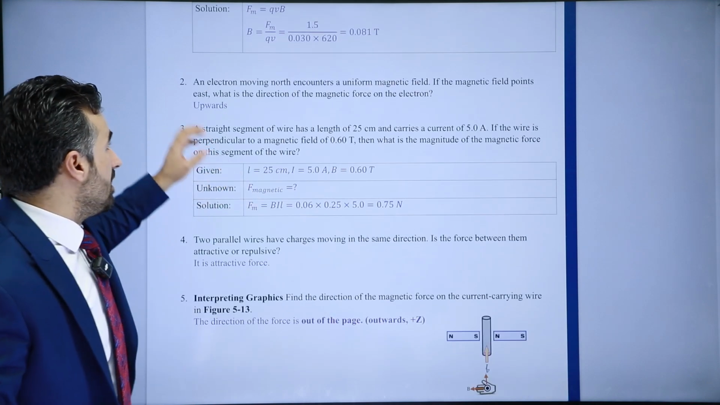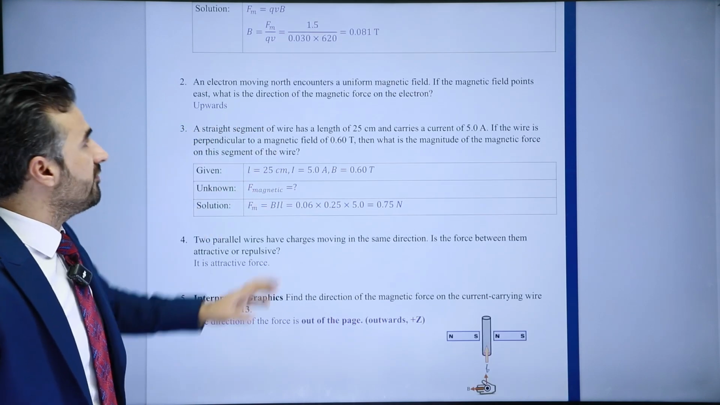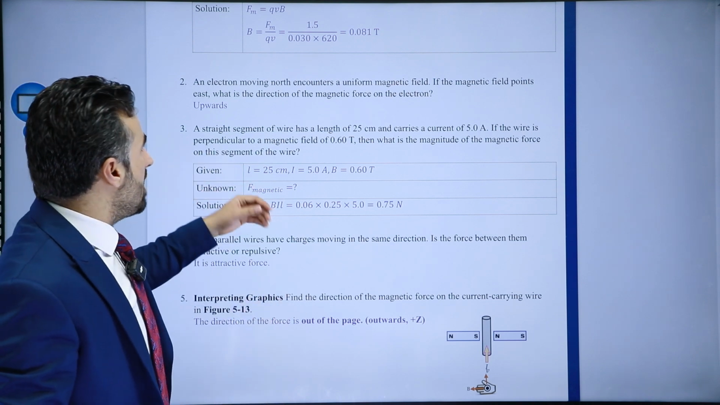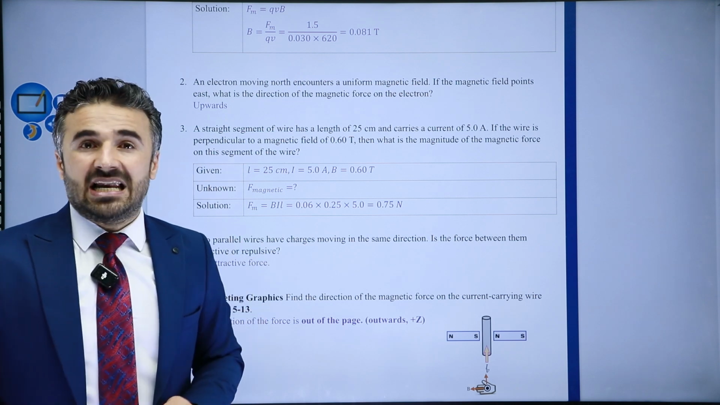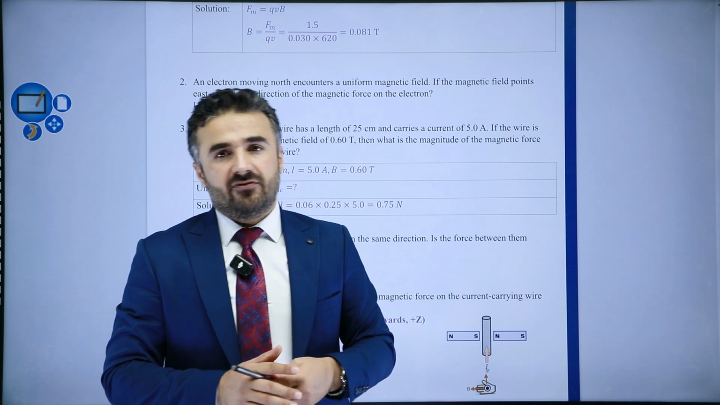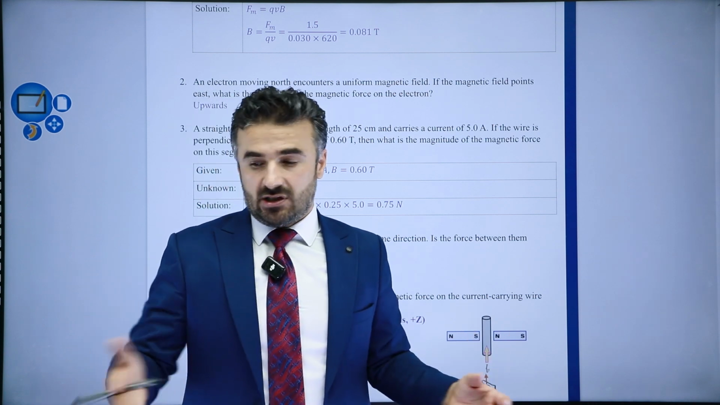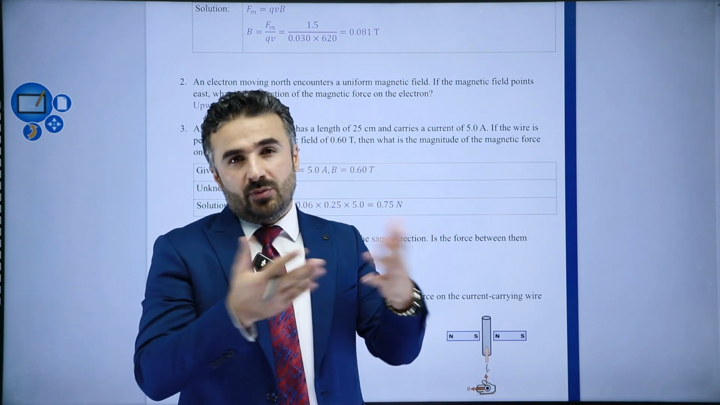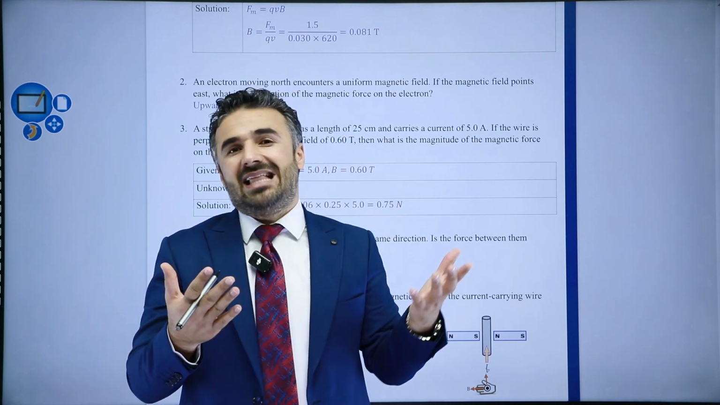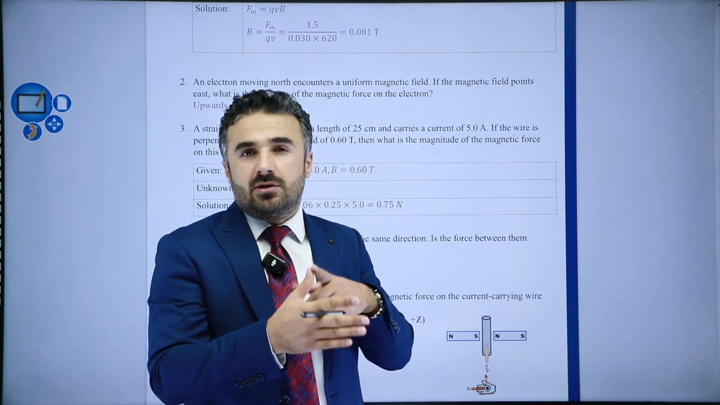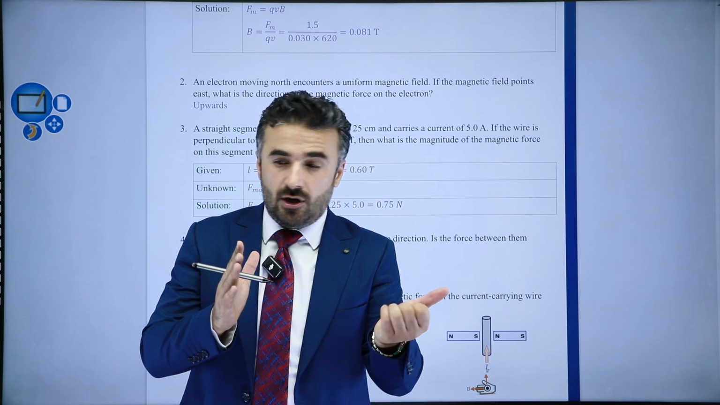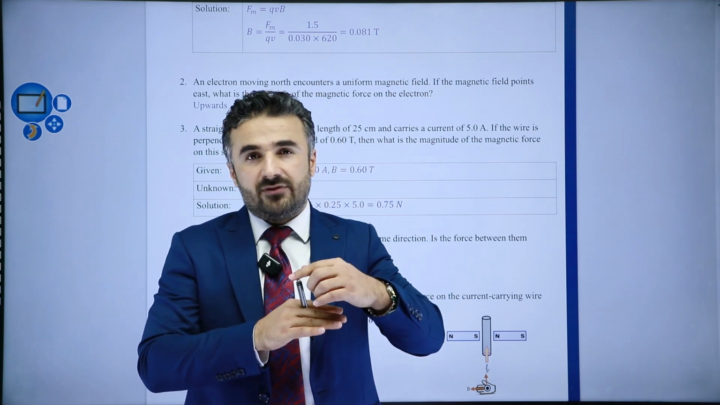That is for the direction. It says an electron moving north encounters a uniform magnetic field. If the magnetic field points east, what is the direction of the magnetic force on the electron? Remember this, guys. Whenever they ask for the direction of a magnetic force on a charge, fingers point to the magnetic field, thumb points to the direction of the motion, the palm is the magnetic force on a positive charge, and the back of the hand is the magnetic force on a negative charge.